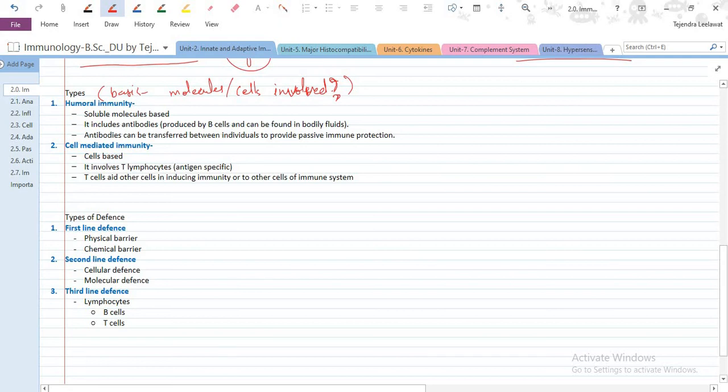So if we are talking about molecules being involved, or we can say soluble type of immunity, that is called humoral immunity. Here molecules are involved. And in cell mediated immunity, that is the second immunity, here cells are involved directly. Actually, cells are involved in humoral immunity too, but their main fighting agents are the molecules. So that's why it is called humoral immunity.